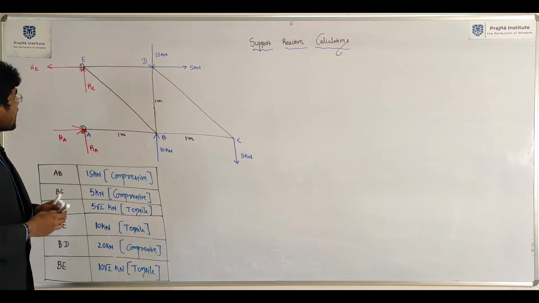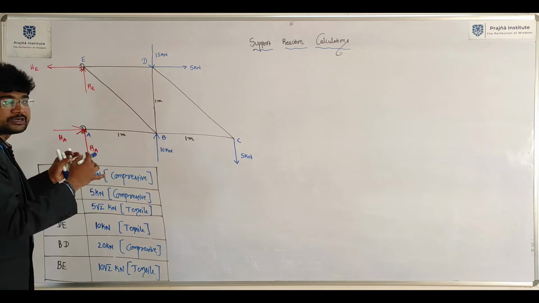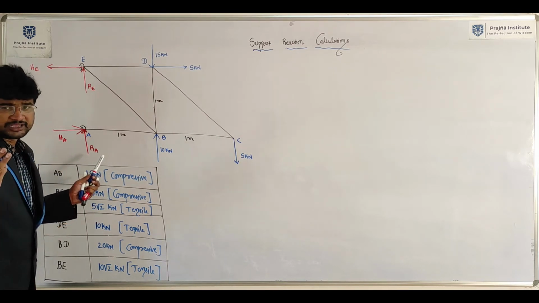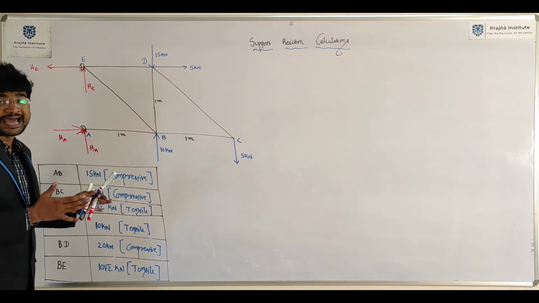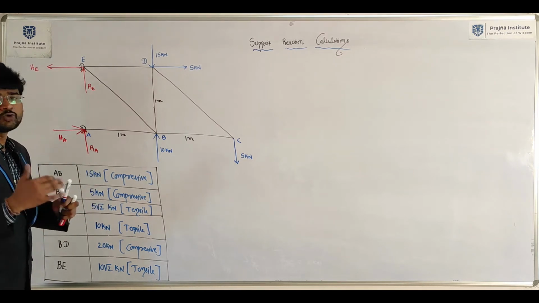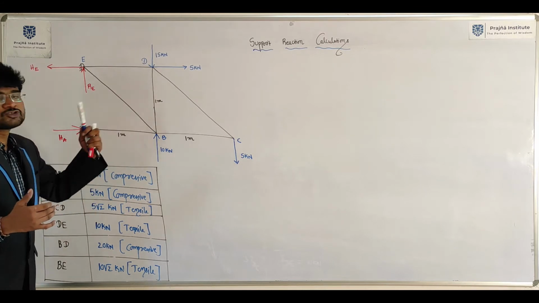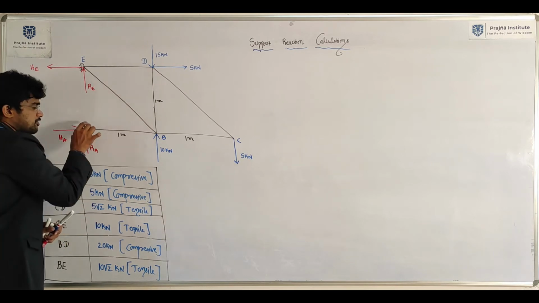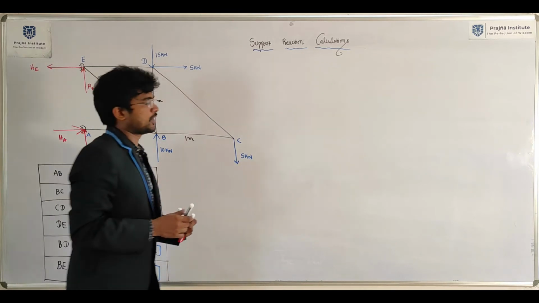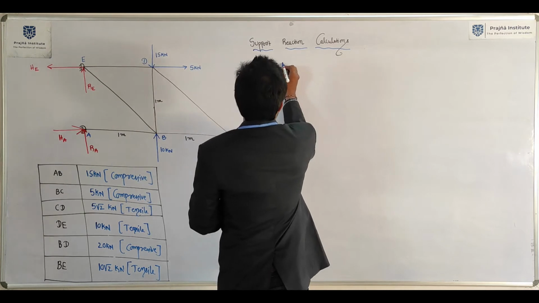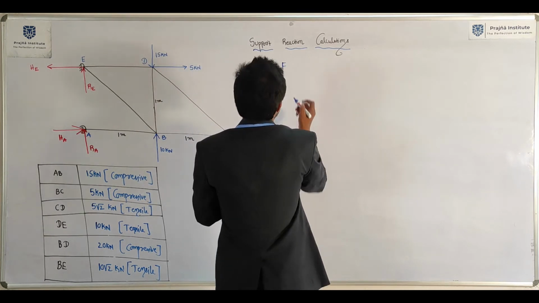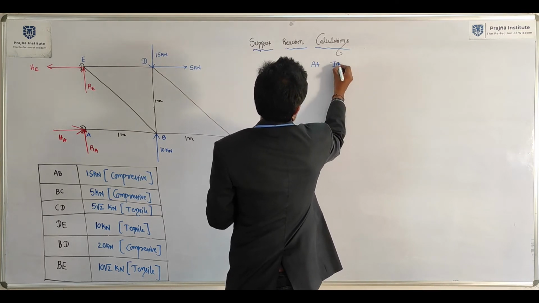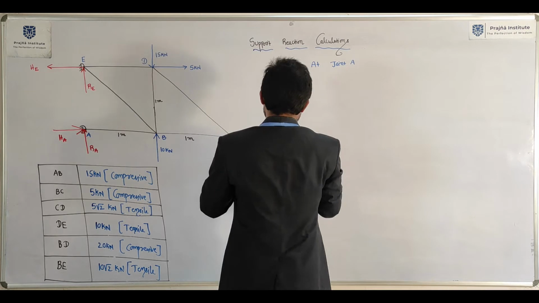How to determine 4 support reactions? Here 4 unknowns, 3 available equations. You can't solve the problem directly. That is why we need to apply method of joints to determine support reactions. For that we need to draw free body diagram at joint A. That is the logic.